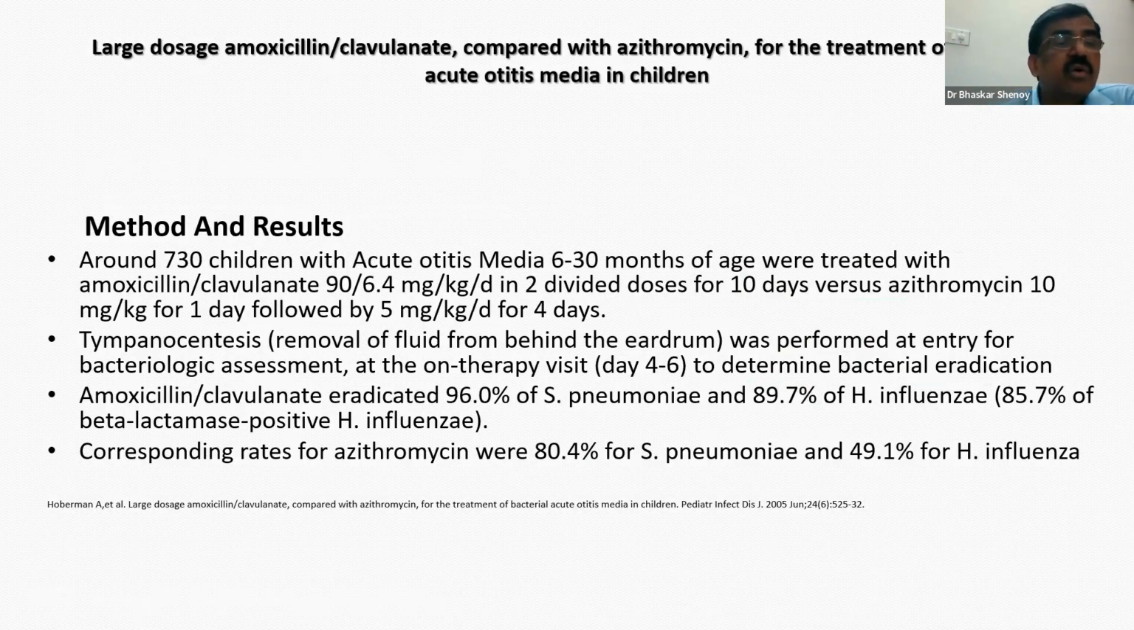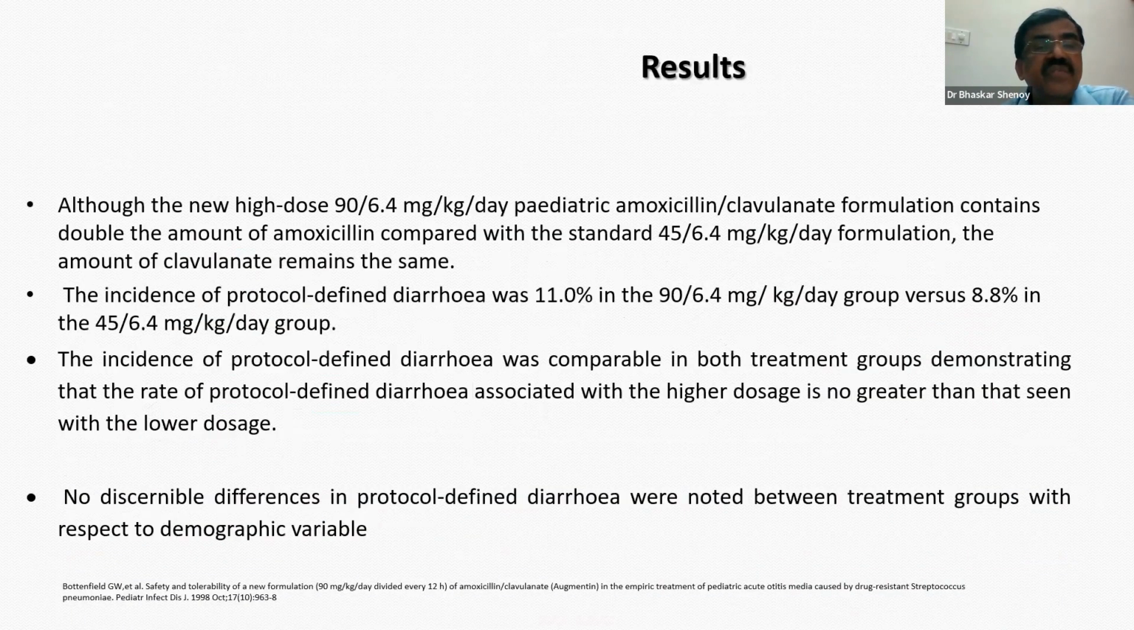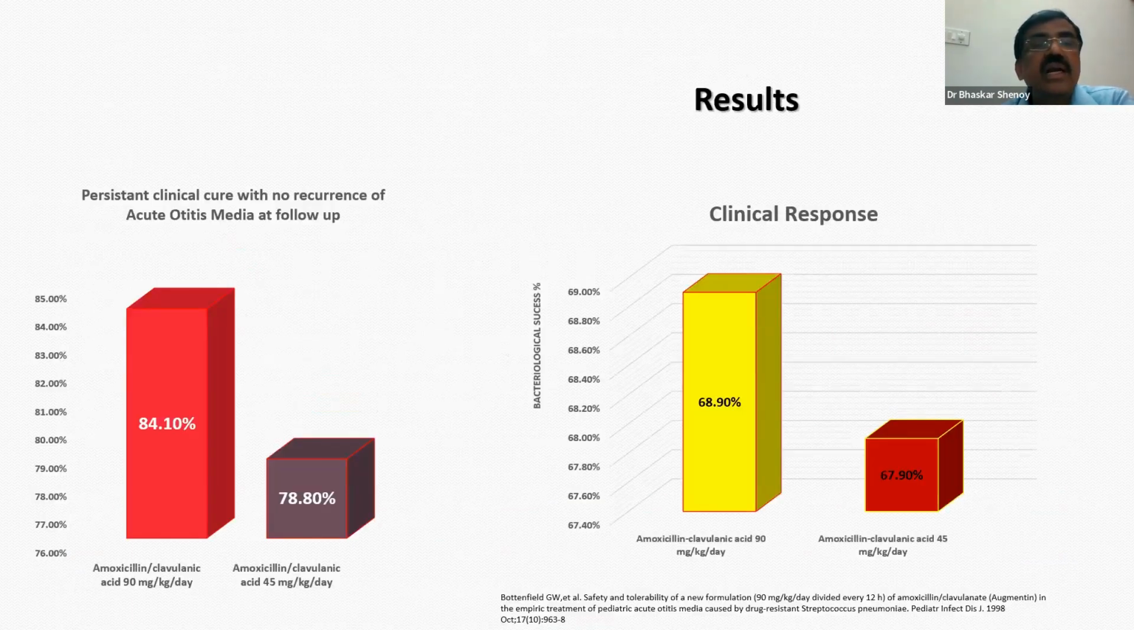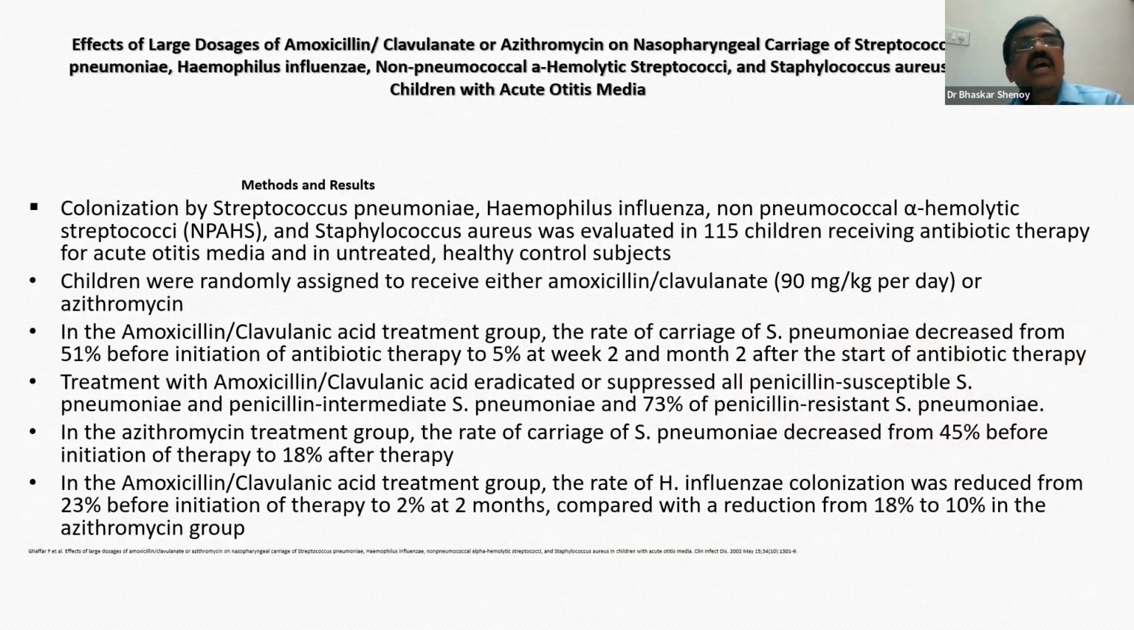Again, in another study by Hoberman et al., they studied about 730 patients with high dose amoxicillin, and they found more than 90% cure rates, which you can see in these charts. The safety was also evaluated, and the clinical response was good in various other studies. And most of these studies have used microbiological proof by doing a tympanocentesis.